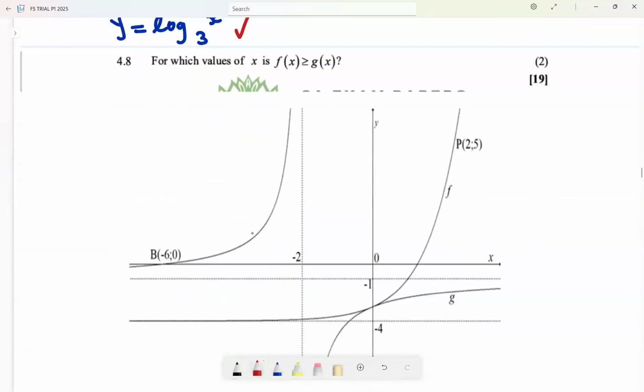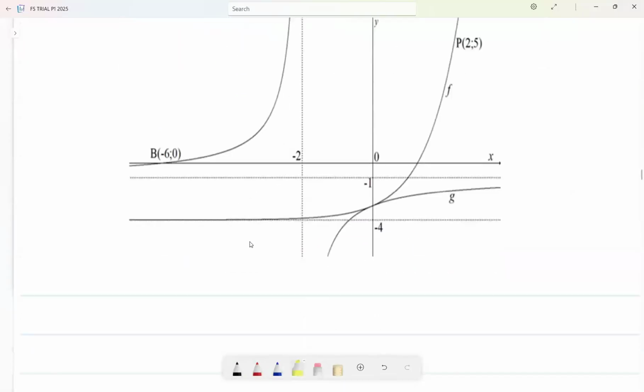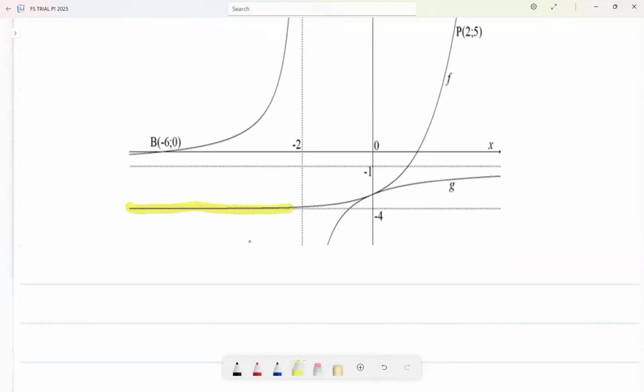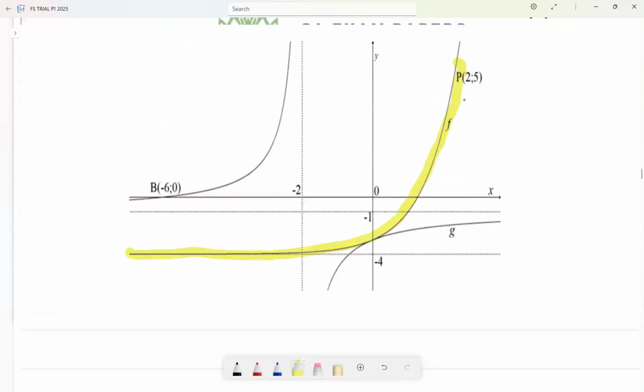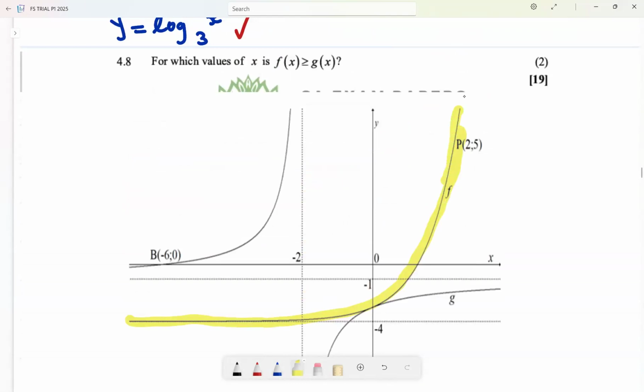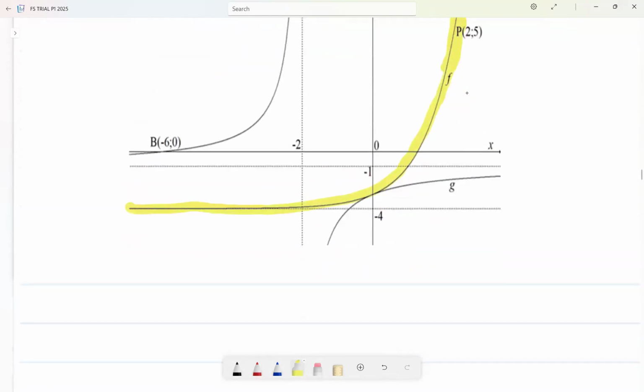For which values of x is f of x greater or equal to g of x? Let's check. Where is the graph of f above the graph of g? Let's highlight the graph of f first. So we have highlighted the graph of f. So where is it above the graph of g? Can you see that in this portion, the graph of f is below here. Here, the graph of f is below the graph of g.